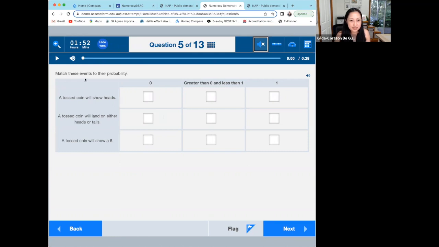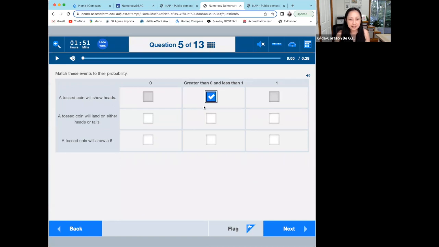It says match these events to their probability. You would need to tick 1 for each row. A tossed coin will show heads. So is that 0? Is that greater than 0 or less than 1? A tossed coin will show heads. That wouldn't be 0. That wouldn't be 1. It would have to be greater than 0 and less than 1.